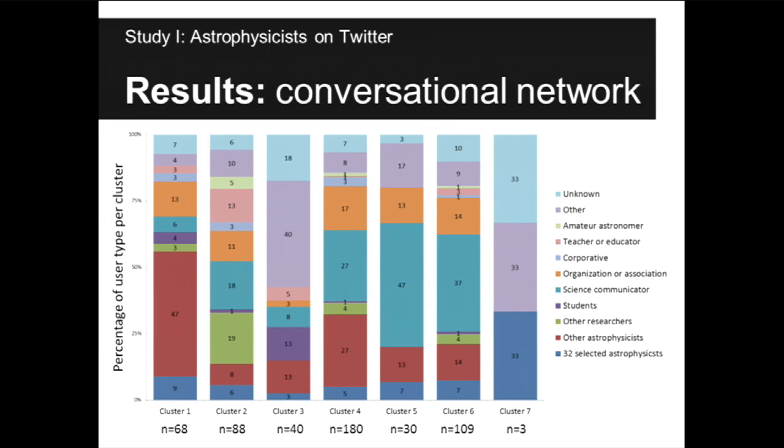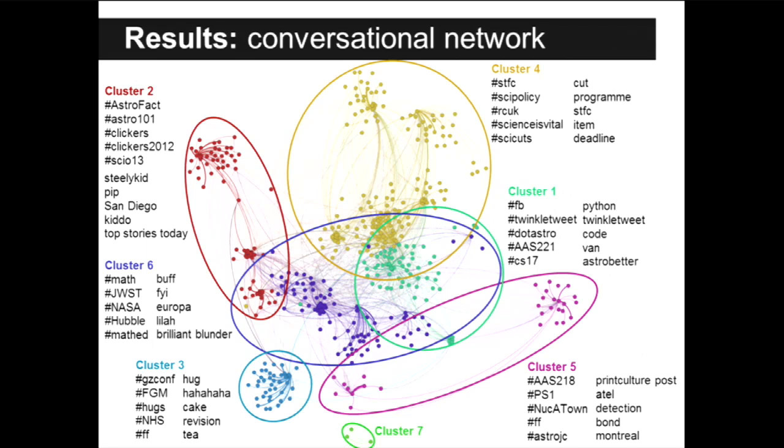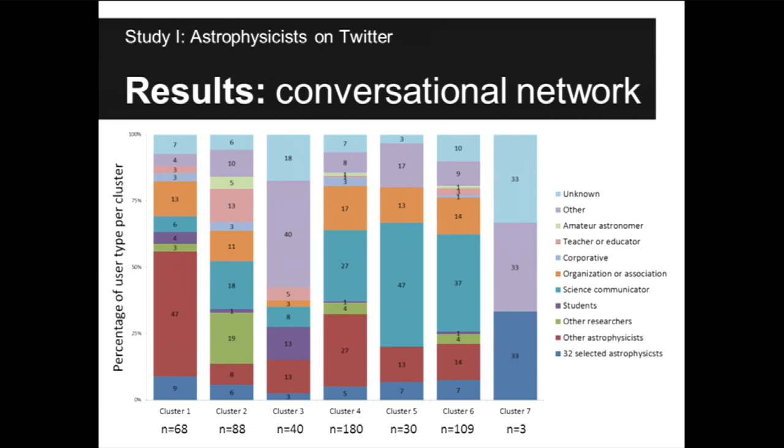When we look at the coding of the people in the clusters, you also see differences. So if we go back, cluster 1 right here, the one with Facebook and the AAS meeting, has the largest amount of other astrophysicists. So actually researchers are central in this cluster. In other clusters, it's more diverse, or you have a lot of science communicators here and here. What we didn't find that much was amateur astronomers, teachers, or educators. So it was mostly a conversation with other researchers or science communicators that would maybe function as middlemen to a general public.